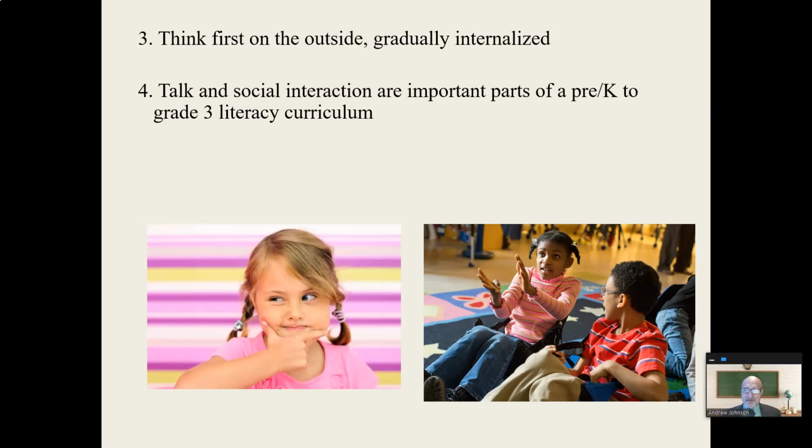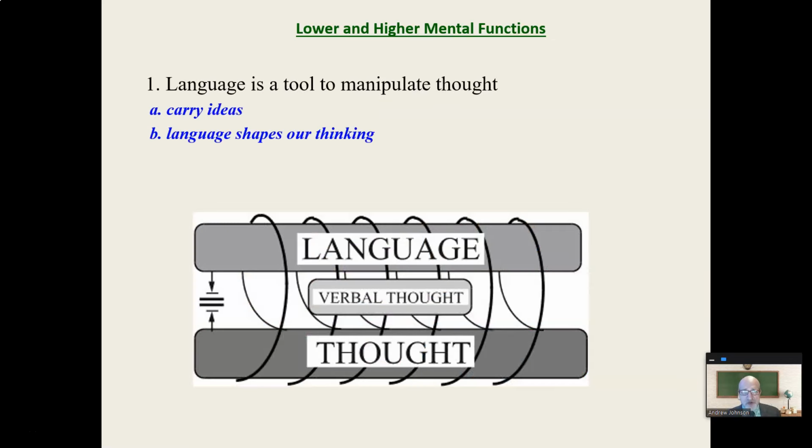And this is why talk and social interaction are so important parts of a pre-K through grade 3 literacy curriculum. Talking enhances learning, but I would say pre-K through graduate school, the ability to talk with others, to process. When you talk, you have to explain your own thinking, and that helps you learn deeper, and you have to negotiate as you listen to others in small groups.